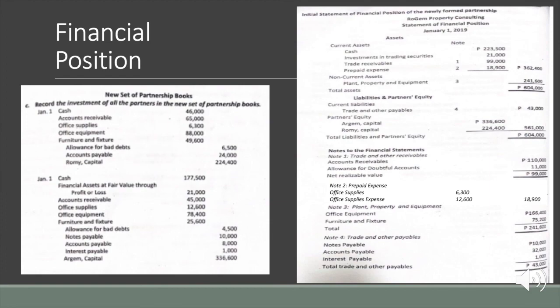So if you're wondering why the capital of both partners are not equal, it's because they didn't have an agreement that they would be having an equal contribution to the partnership business. So if you add the capital, it would be 561,000, and added to 43,000, we would get the total liabilities and partners' equity of 604,000. So, this is the statement of financial position of Rogem Property Consulting.